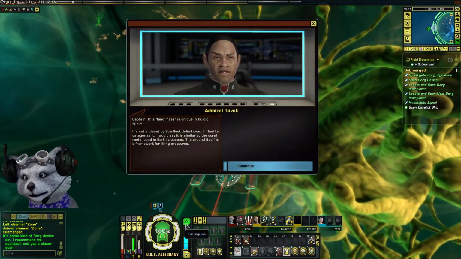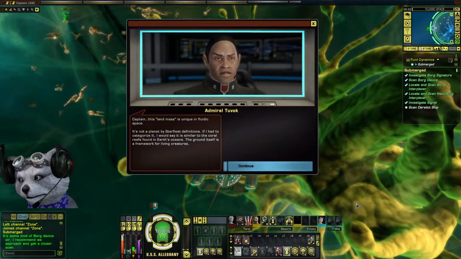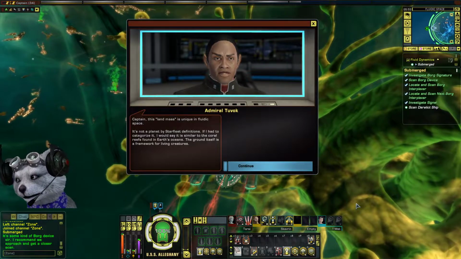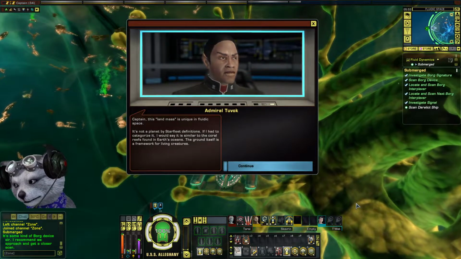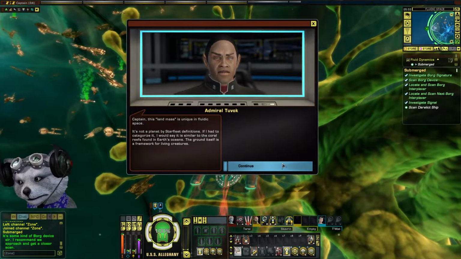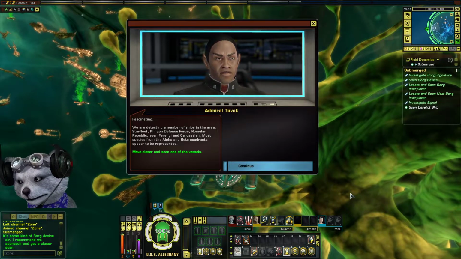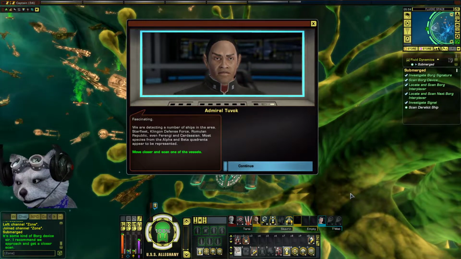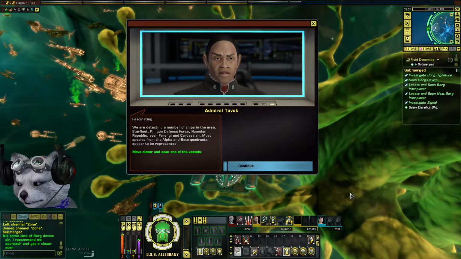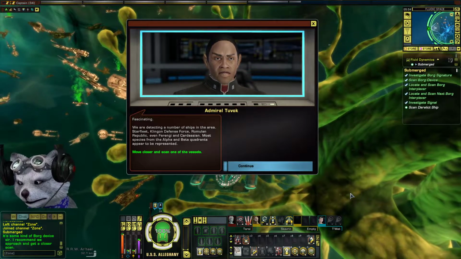This landmass is unique in fluidic space. It is not a planet by Starfleet definitions. If I had to categorize it, I would say it is similar to the coral reefs found in Earth's oceans. The ground itself is a framework for living creatures. Fascinating. We are detecting a number of ships in the area. Starfleet, Klingon Defense Force, Romulan Republic, even Ferengi and Cardassian. Most species from the Alpha and Beta quadrants appear to be represented.